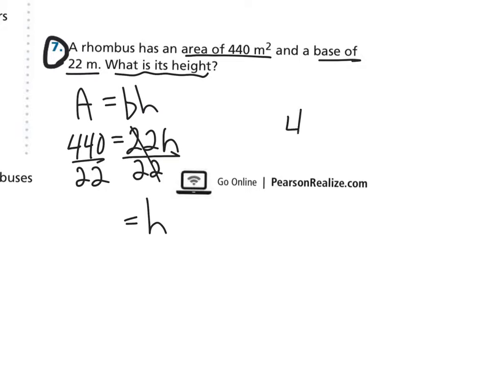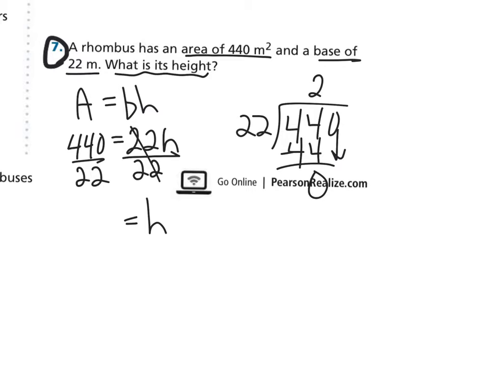So we can divide this out. 22 does not go into 4, goes into 44 2 times, which is exactly 44. And then 22 goes into 0, 0 times. Make sure you go all the way to the end there. Don't put a 2 for an answer. All the way to the last number. So 20 meters would be the height.